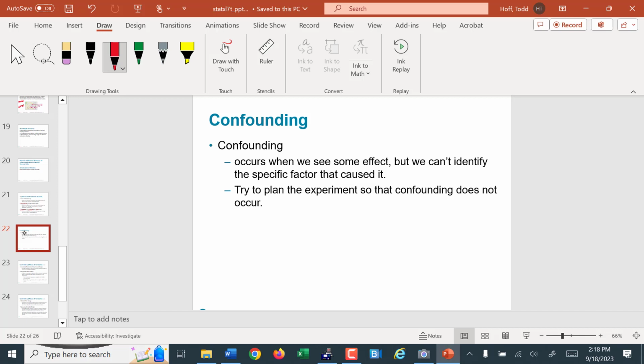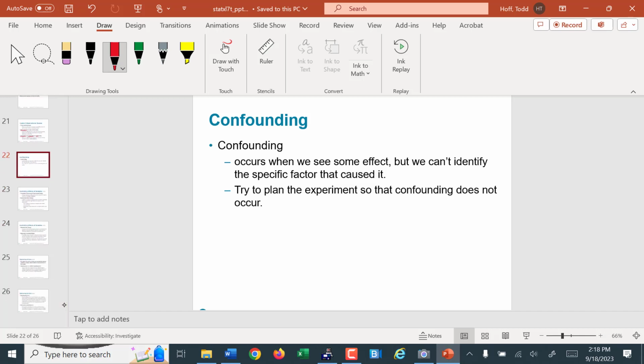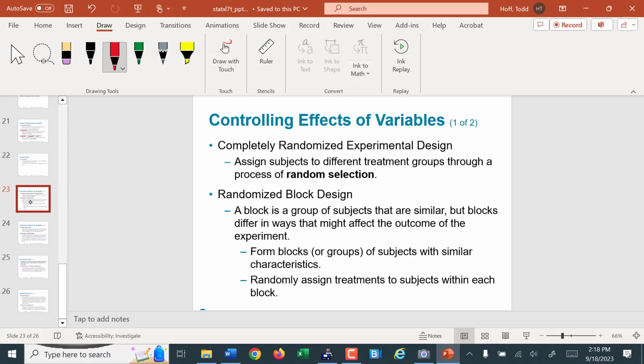Confounding is any case where the results are affected by something we can't control. So it may look like we have a significant result, where it might have just been one of those confounding variables that created the resulting data. To control the effects of those variables, we try to do a completely randomized experimental design. In this case, we randomly select the subjects that we're going to test, and then we randomly assign them to their groups.